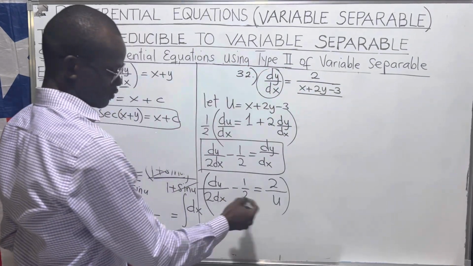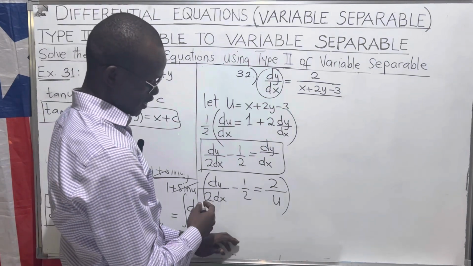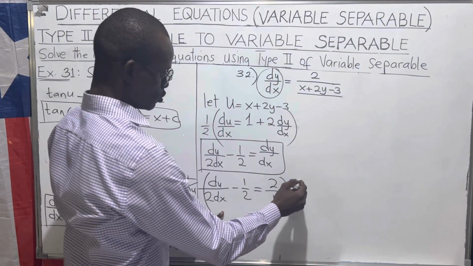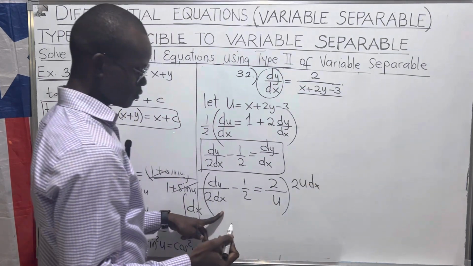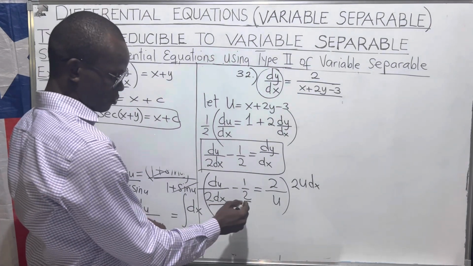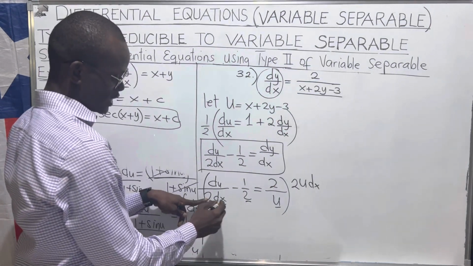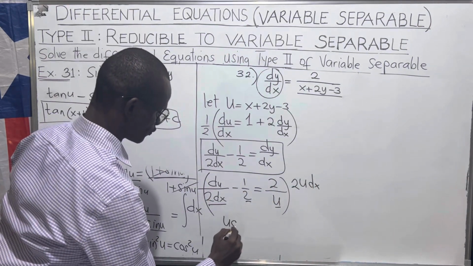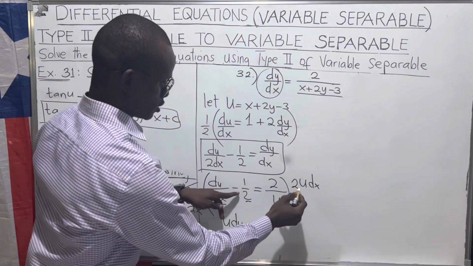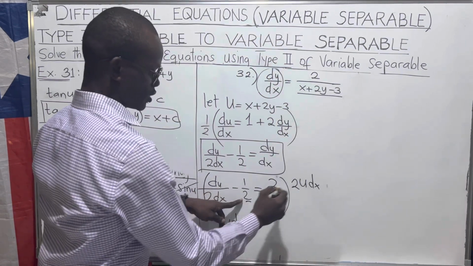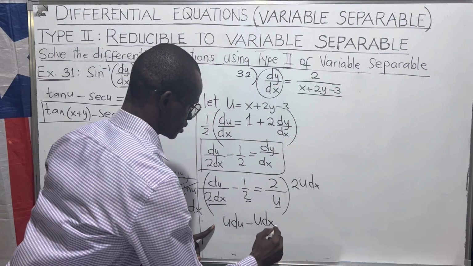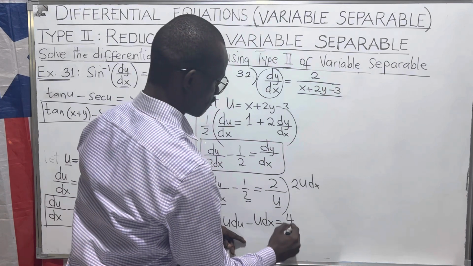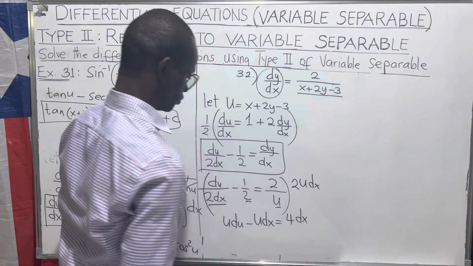So we can get rid of the denominators. So we find the LCD: 2, u and dx, so that each of these denominators can go into this. So 2 dx go into this, 2 go out, dx go out. So you're left with u. So it's u du minus, let's go into this, 2 and 2 cancel, you're left with u dx equals, let's go into this, u and u cancel, you're left with 4 dx.